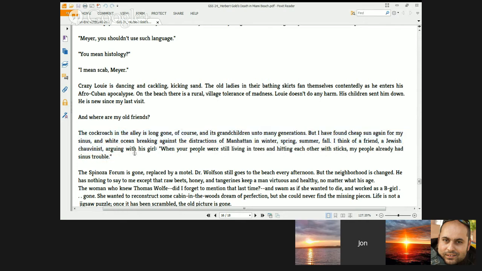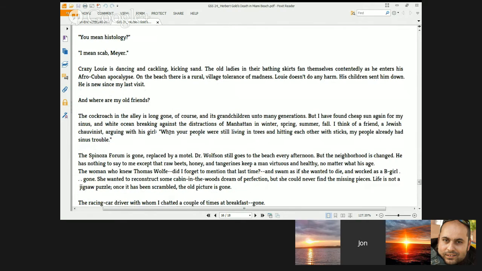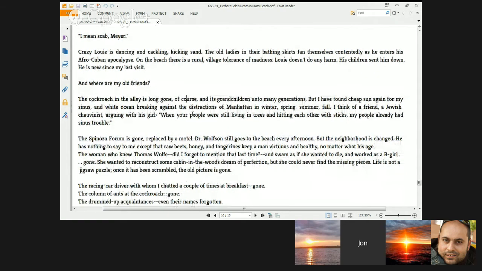The cockroach in the alley is long gone, of course. Its grandchildren are already into many generations. But I have found cheap sun again for my sinus.